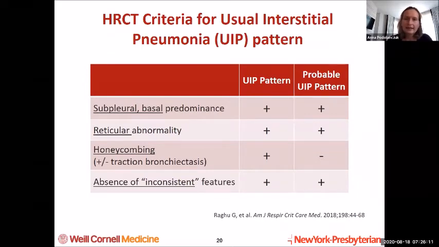And so on a CAT scan, to see a usual interstitial pneumonia pattern, or a UIP pattern, you need to see fibrosis or reticular changes that have a subpleural basal predominance. These are reticular abnormalities, and it may include honeycombing. So to see a definite UIP pattern, you need to have honeycombing. To see a probable UIP pattern, you don't need to have honeycombing, but you may see traction bronchiectasis on a CAT scan. And I'll show you some examples of what it looks like. You also can't have features that are inconsistent with a UIP pattern.